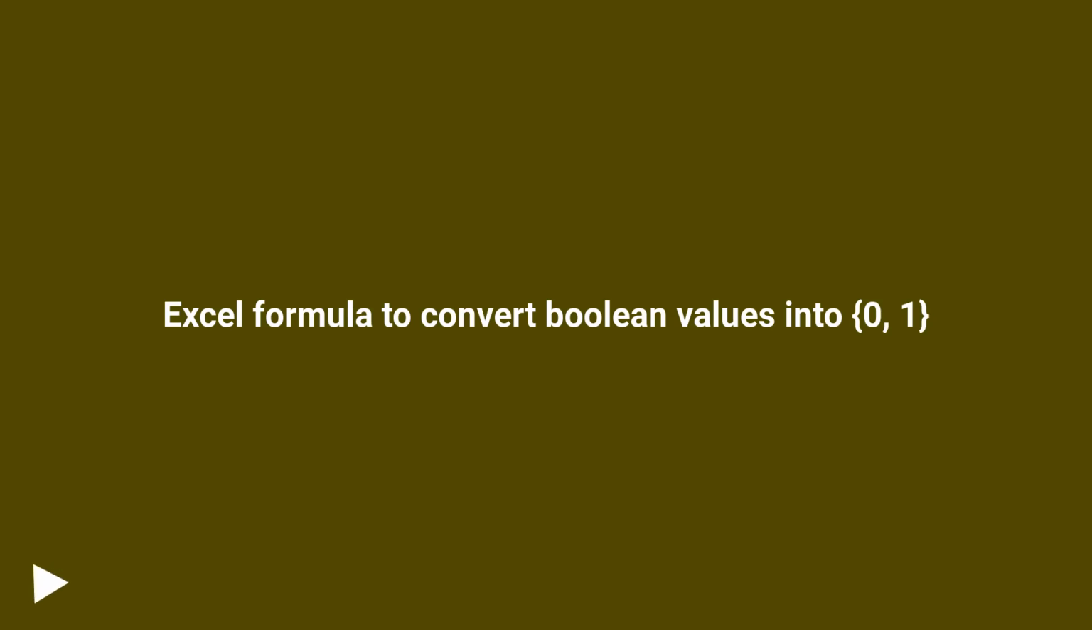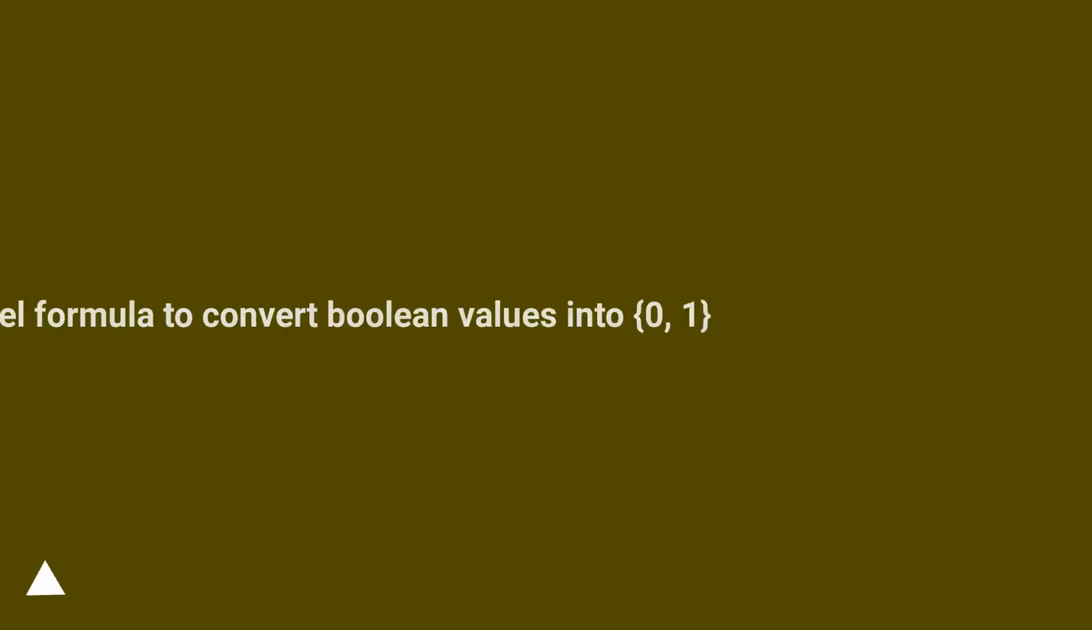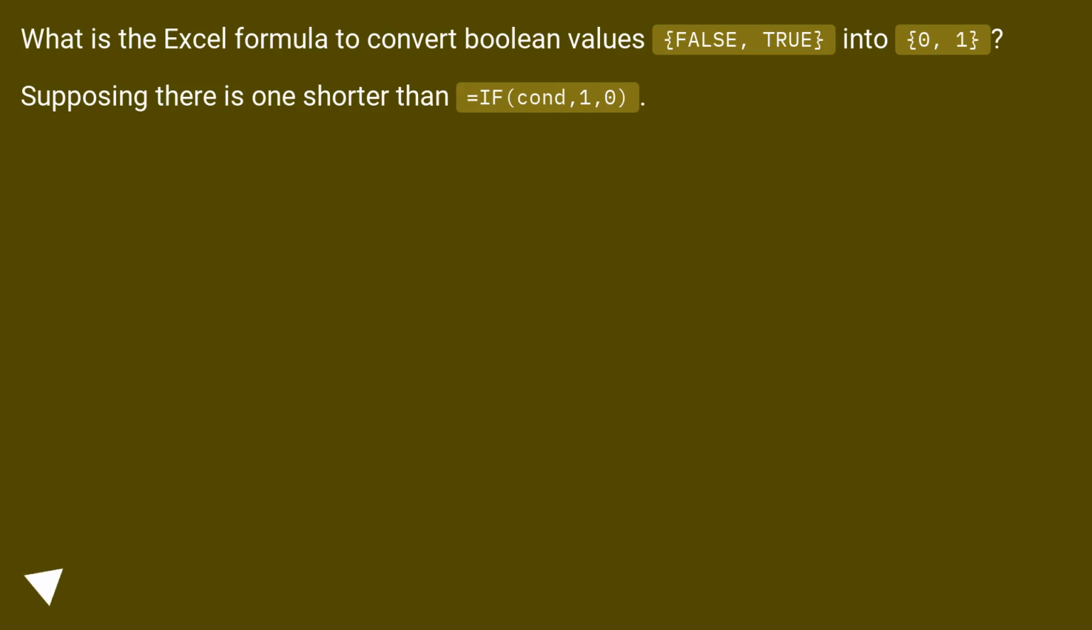Excel formula to convert Boolean values into 0, 1. What is the Excel formula to convert Boolean values, false, true, into 0, 1? Supposing there is one shorter than equals IF(cond, 1, 0).